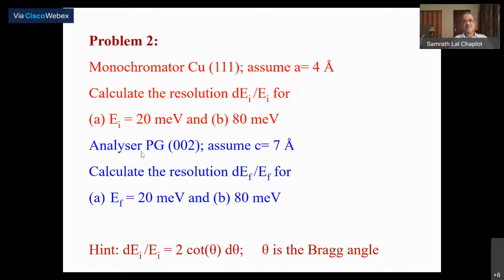Here you're given the analyzer as pyrolytic graphite with 002 reflection, and you may assume the lattice constant equal to 7 angstrom and do the same problem. Okay, so this we had done earlier, and you can now just redo it corresponding to these different cases.